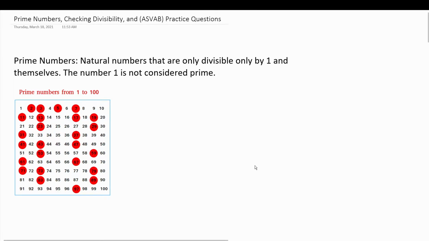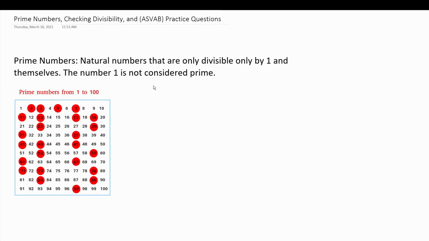All right, so let's start our discussion of prime numbers by reviewing a definition of prime numbers. And as we can see, it says prime numbers are natural numbers that are only divisible by 1 and themselves. The number 1 is not considered prime. And to the left here, I have a chart that includes the prime numbers from 1 to 100. More specifically, those prime numbers are circled in red. Now we have to understand this chart in order to be able to answer those questions that may appear on the ASVAB. So let's make an effort to do that.